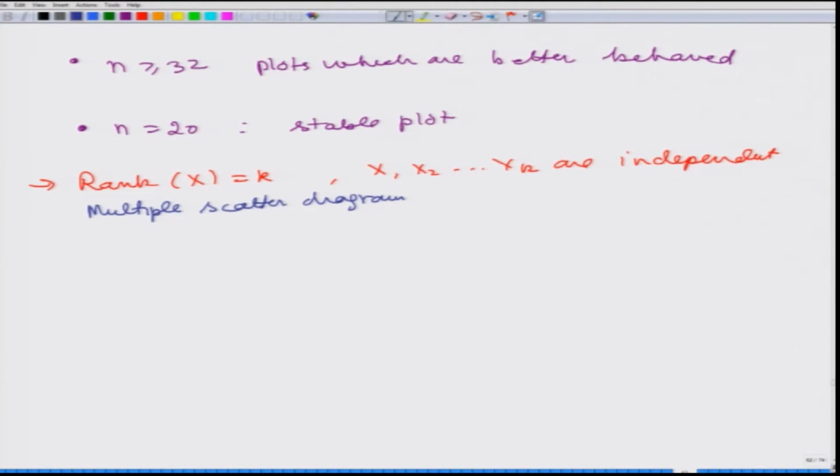And this type of situation can arise in practice. For example, if somebody is considering the three variables, say income, expenditure, and say saving.